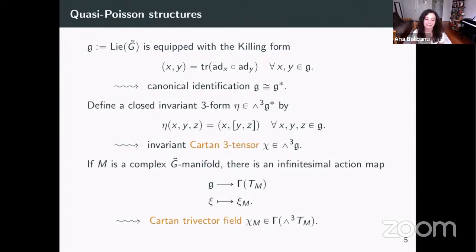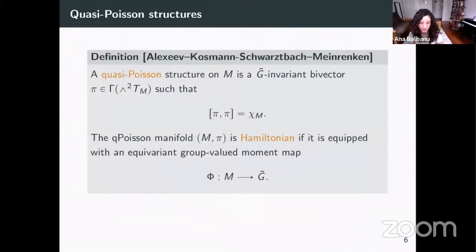So under this infinitesimal action map, our Cartan 3-tensor chi becomes a trivector field on the manifold M. And now I give the following definition, that a quasi-Poisson structure on M is a bivector field pi with the property that its Schouten bracket with itself is equal to this Cartan trivector field.